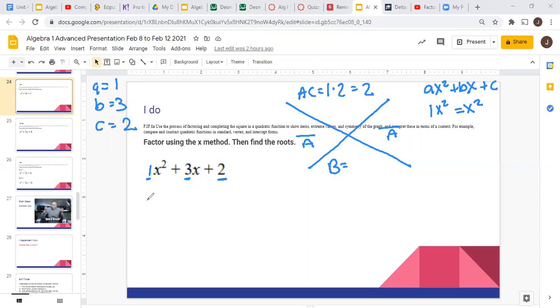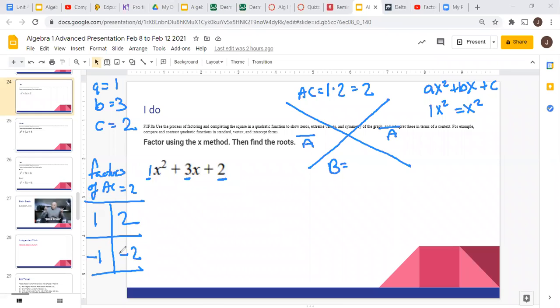Okay, so once we have that, we have to consider the factors of this. So let's take a look. So we have factors of ac, which is 2. Right, so our factors of 2 are only 2 of them, because it's a prime number. So we have 1 times 2 is 2. And then don't forget with your integers, you have -1 times -2, because the negative times the negative is a positive, right? And then you have it also equal to 2.